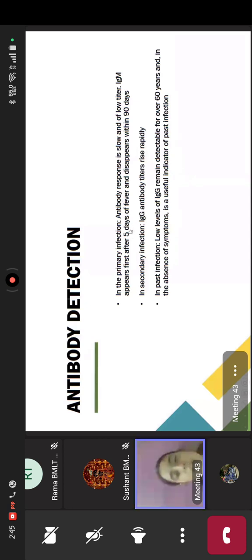Okay. Then in the secondary infection, IgG antibody titer rises rapidly, right? In the primary infection, IgM antibody titer will be there, and in the secondary infection, when infection occurs the second time, IgG antibody will rise in the serum of the patient. Okay. And if I'm talking about the past infection, students, there will be a low level of IgG which remains detectable for over 60 years, and in the absence of symptoms it is a useful indicator of past infection.